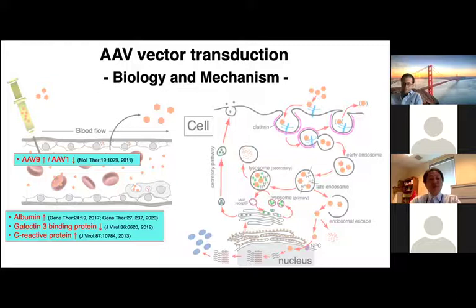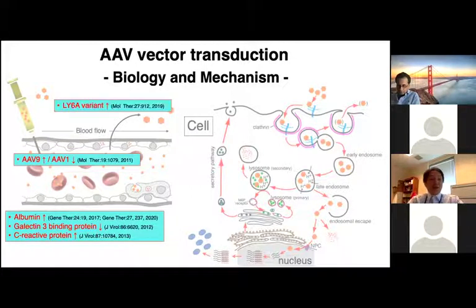But in the bloodstream, there are several inhibitors. One well-known inhibitor is galectin-3 binding protein, which can bind AAV and inhibit transduction. In mice, there is an activator, C-reactive protein, which AAV binds, enhancing transduction, but AAV does not interact with C-reactive protein in humans. So those interactions are really species dependent and also serotype dependent.